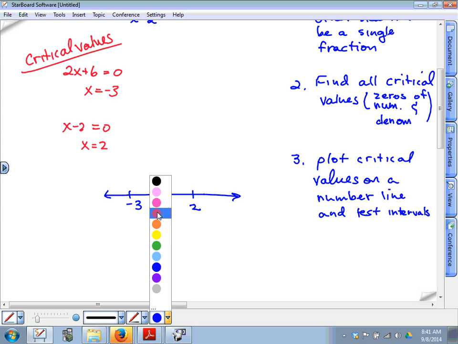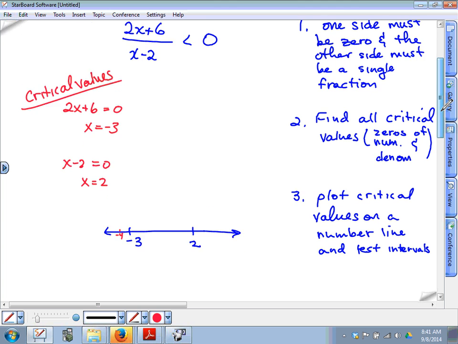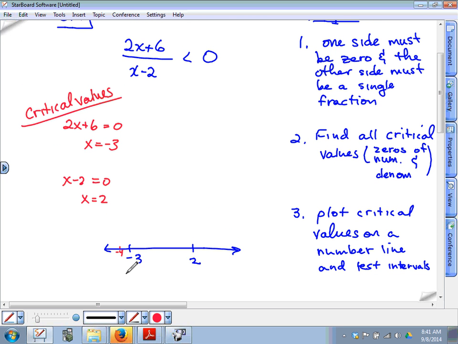Okay? So I'm going to start all the way to the left. You don't want to test the actual critical value because all that's going to do is give you a 0. That's why they were called critical values. You got to test on either side. So I'm going to test a -4. Plug in a -4 to the original expression, and again, it doesn't matter the actual value. All that matters is whether it's positive or negative. So don't think numbers, just think signs, negative or positive signs.